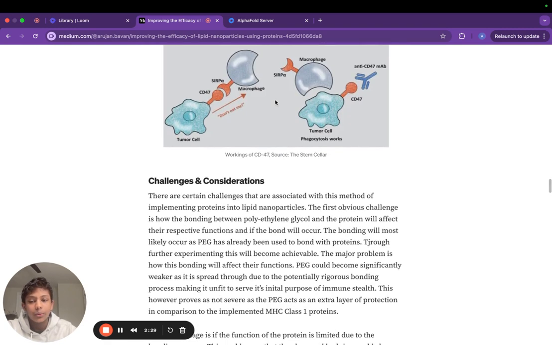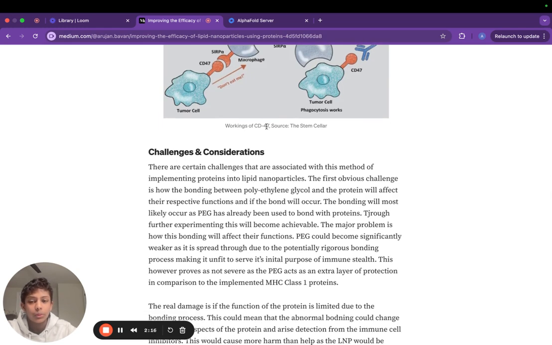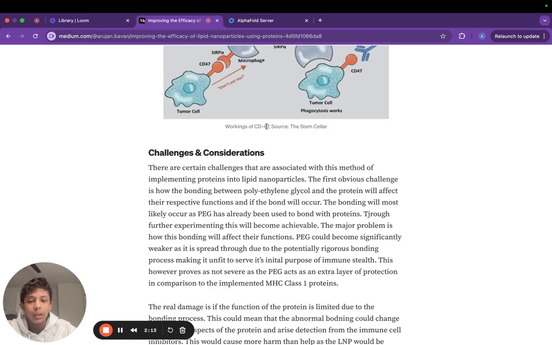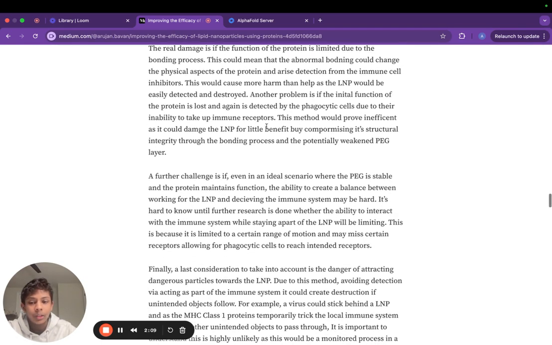Finally, in my article that's posted on Medium, by the way, I look into challenging considerations, including the fact that polyethylene glycol and the protein might be affected in their respective functions because this bonding process to make them into one could be rigorous and it could cause damage to the cell.